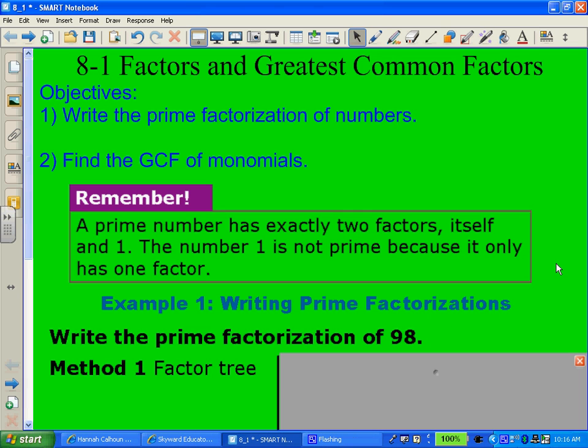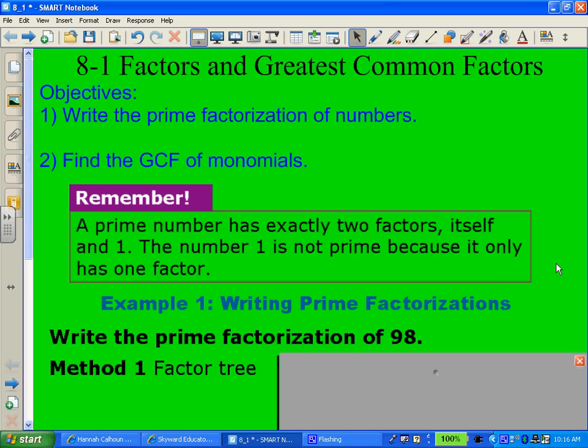Hello there, welcome to Chapter 8. Chapter 8 is all about factoring. Now factoring is actually pretty fun, but before we can get to the good stuff, we gotta kind of review how to factor numbers and prime factorizations and all that good stuff.